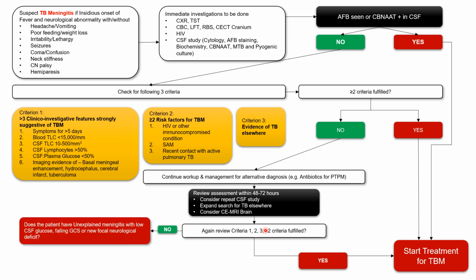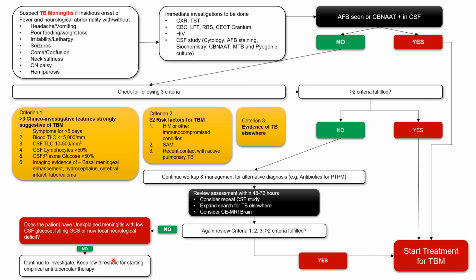But still again, suppose our criteria are not fulfilled, then does the patient have unexplained meningitis with low CSF glucose, falling GCS and new focal neurological deficit? That means if we have not found a cause till now, or if the patient has unexplained low CSF glucose, deteriorating Glasgow Coma Scale, or any new focal neurological deficit, we have to ask this question. If the answer to all these questions is no, there is no low CSF glucose, no deteriorating GCS, and no new focal neurological deficit, then we have to continue investigating and keep a low threshold for starting empirical antitubercular therapy.